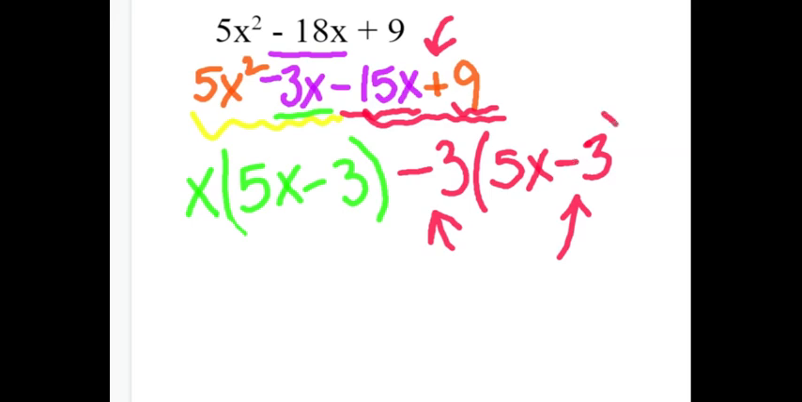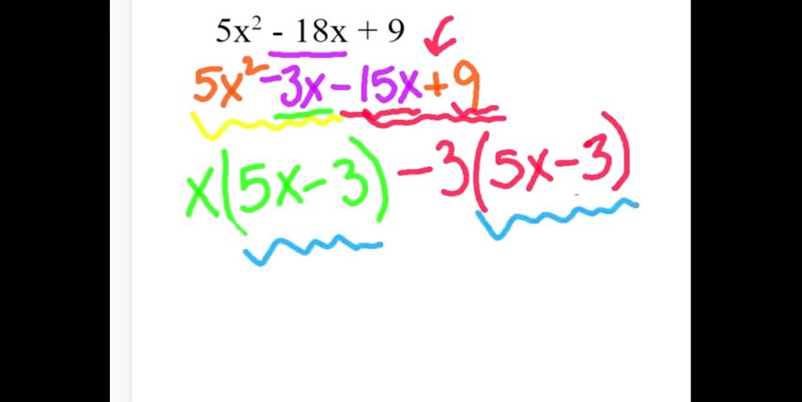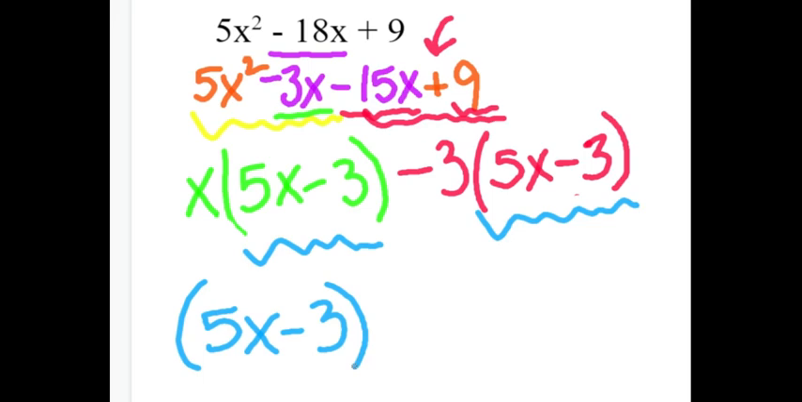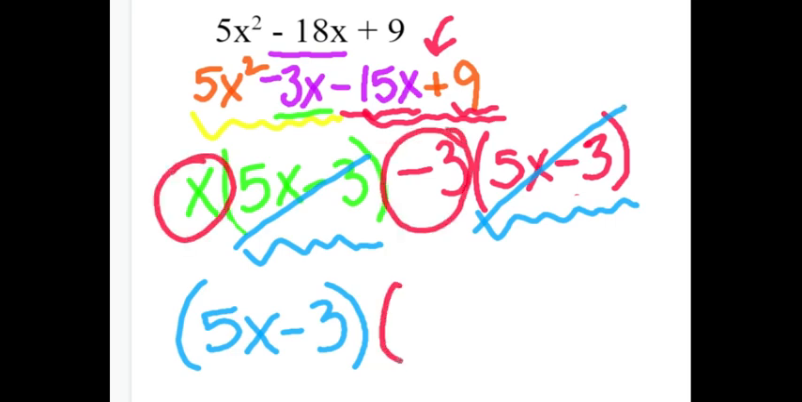So be careful. Another trick you can use is this right here, this term has to match. All right, so notice that we have the same term, 5x minus 3. So I'm going to write that 5x minus 3. And now that we've taken it out, we can cross it out. Now what's left over? We have an x and we have a minus 3. So my next term is x minus 3, and I am done.